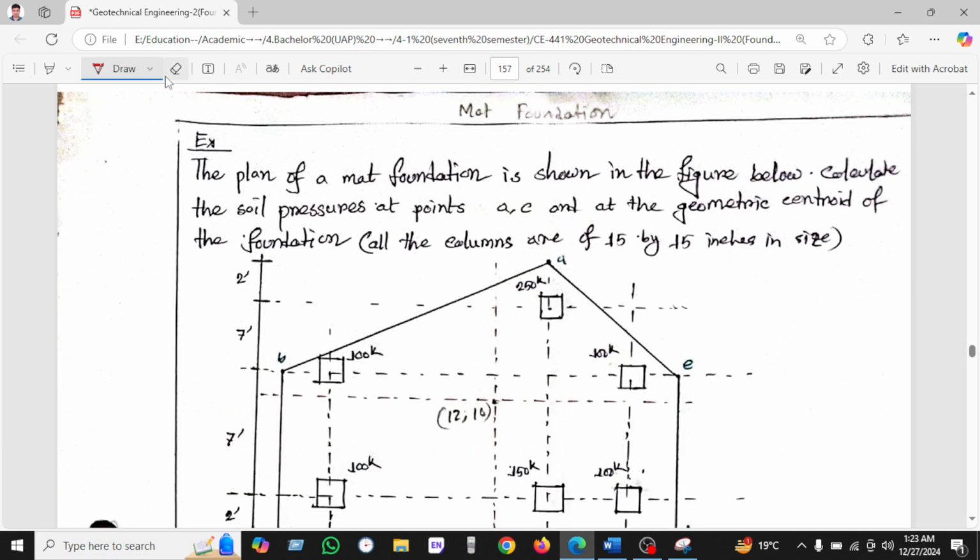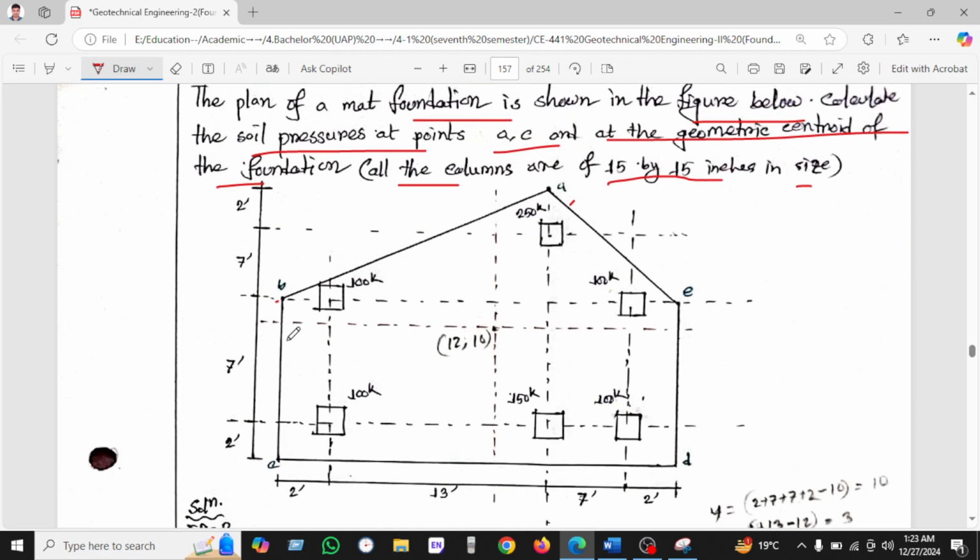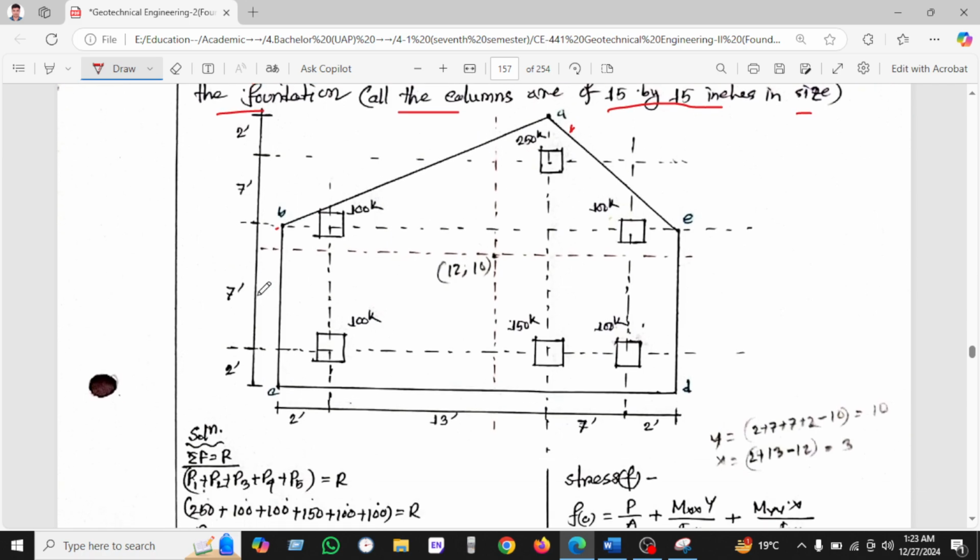The plan of the mat foundation is shown in the figure below. Calculate the soil pressure at A and B, where B is at the geometric centroid of the foundation. All the columns are 15 by 50 inches in size. You can see here A, B, C, D, E, and all the dimensions are given.